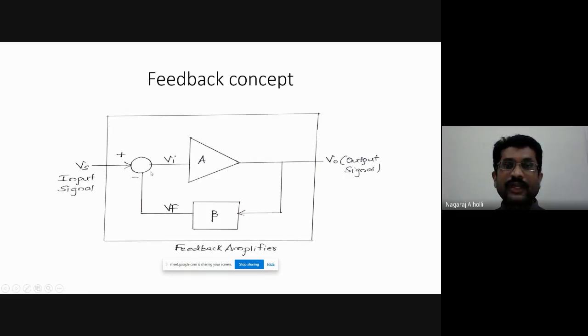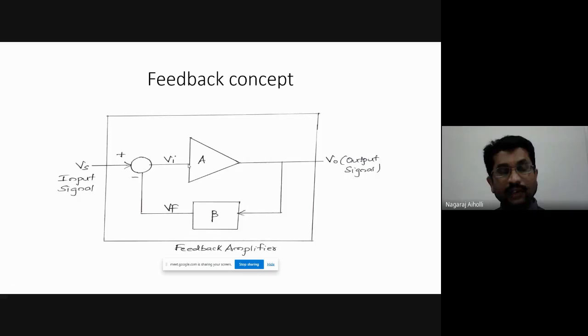Mixer, as the name itself indicates, adds the two input signals. It performs the combination of the applied two input signals. One is the Vs we are applying, another one is the output of this feedback circuit, that is Vf. Therefore, Vs minus Vf. Vs is plus, Vf is minus, Vs minus Vf will be equal to Vi.